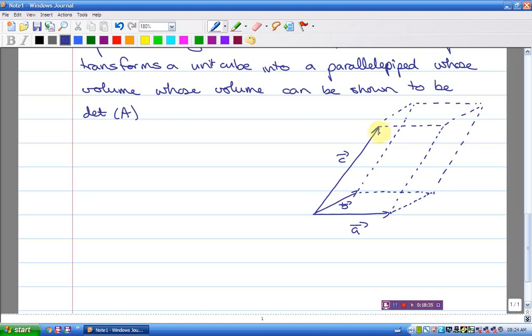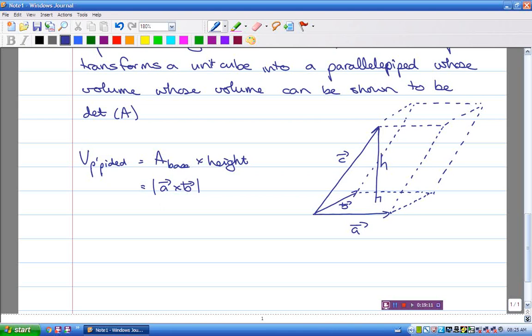So I'm going to drop a perpendicular from the tip of C down to the base, and that's the height. Okay, and I'm going to say the volume of my parallelepiped is the area of the base times the height. The area of the base, well, you know that the area of a parallelogram is the modulus of the cross product of the 2 vectors that created that parallelogram. Go scratching back in your vector geometry notes, that's there.